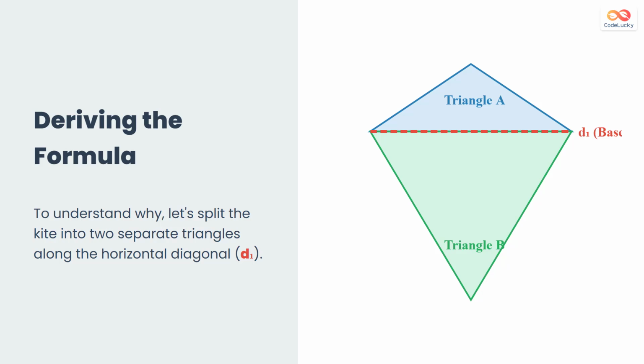Why does this formula work? Let's break it down. If we cut the kite along the horizontal diagonal, we split the shape into two distinct triangles, a top triangle and a bottom triangle.